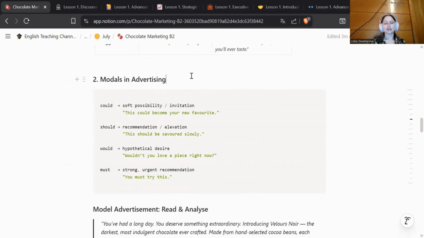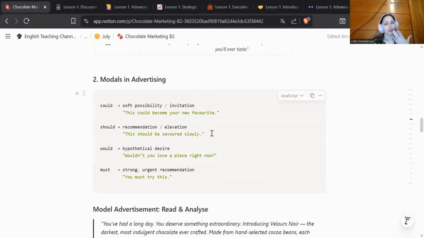And then if we talk about some modals in advertisement, here are 4 most common modals that are used in advertising. I'm not saying that the other modal verbs are not used. They're also used. Every single one is used. But today we are focusing on these 4. So could is used for some soft possibility or invitation. For example, this could become your new favorite. Maybe it will become, maybe not. We are not sure.